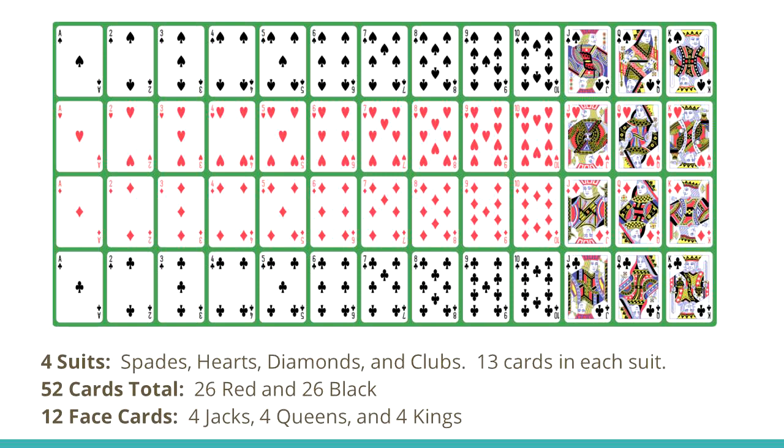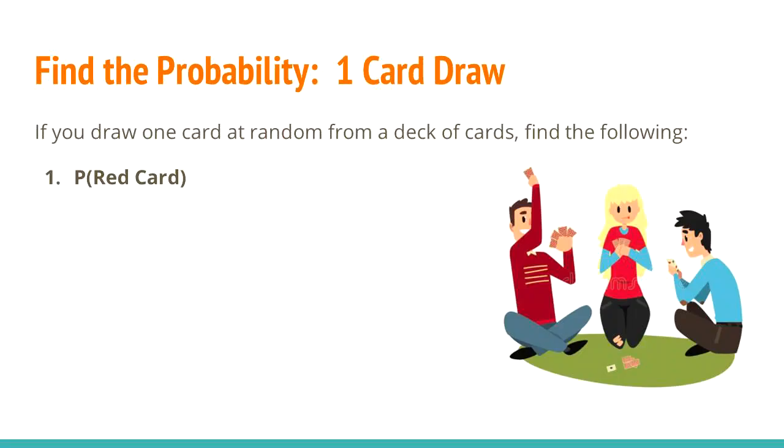There are also 12 face cards. So the last 3 columns have the jacks, the queens, and the kings, and there are 4 of each. So here's an example. Let's say that we just draw a single card, 1 card at random from a deck of cards. Find the following. What's the probability of getting a red card? Again, we're looking for the number of favorable outcomes out of total. Well, half the deck. So we've got 26 favorable out of 52 total cards, 1/2 or 50%.